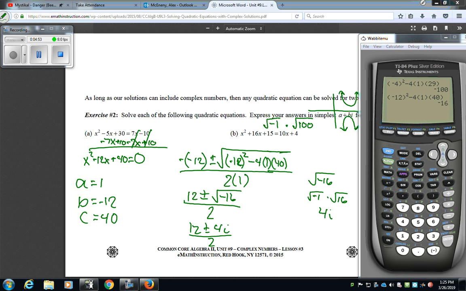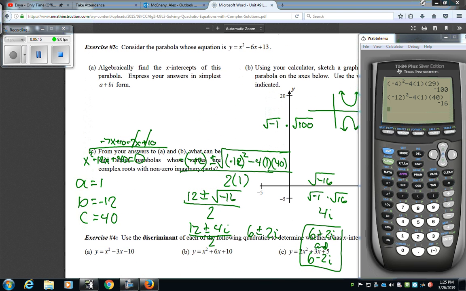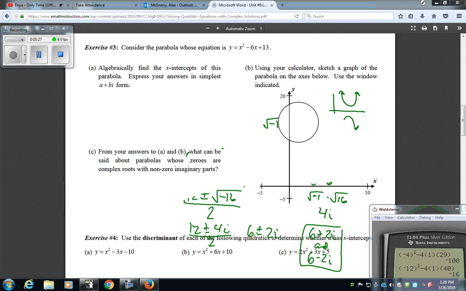I can divide each number by 2, so I get 6 plus or minus 2i. And then again, there's two answers. It's 6 plus 2i and 6 minus 2i. So those are my solutions in this case. Now we're going to kind of tie this into the graph itself on the next page. So I'm going to go ahead and erase this.